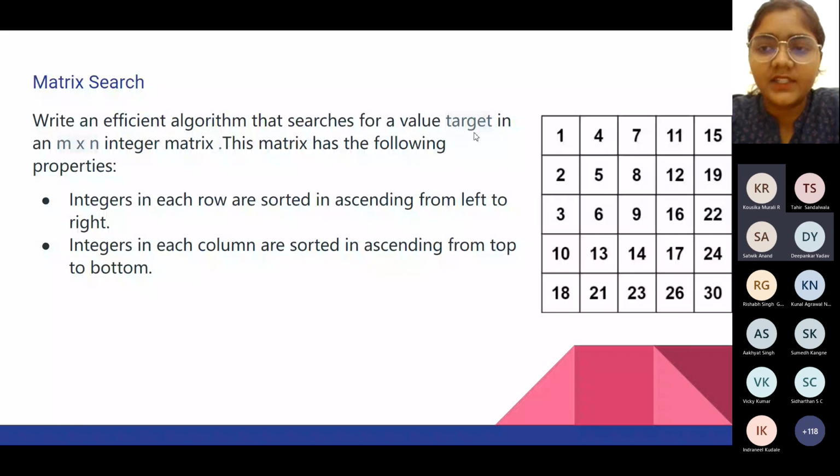First of all, integers in each row are sorted in ascending order. So when you go from left to right in any row, you will see they are sorted in ascending order. In the same way, they are sorted in ascending order from top to bottom when you go down a column. You need to find the target element in the matrix. The target element will be given, and you need to find an efficient algorithm. So what can be the naive approach for this algorithm?